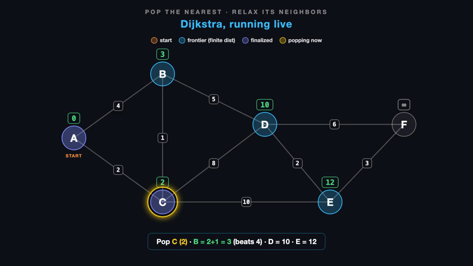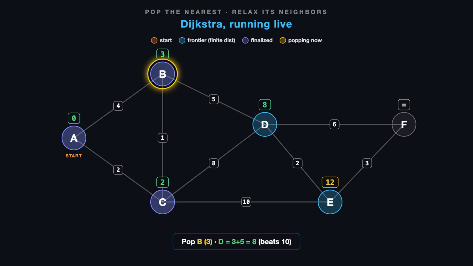Pull the smallest unfinished node next. That is C, at 2. Finalize it. Now relax C's neighbors. Through C, B costs 2 plus 1, which is 3, cheaper than 4. So B drops to 3, and its predecessor becomes C. C also reaches D at 2 plus 8, which is 10, and E at 2 plus 10, which is 12. Both improve from infinity. The next smallest is B, at 3.